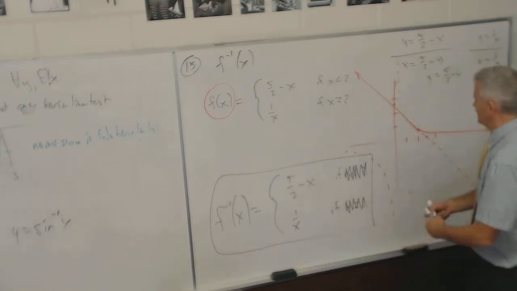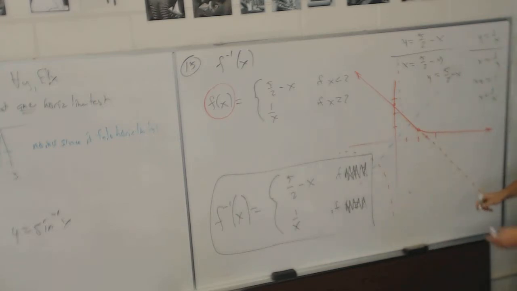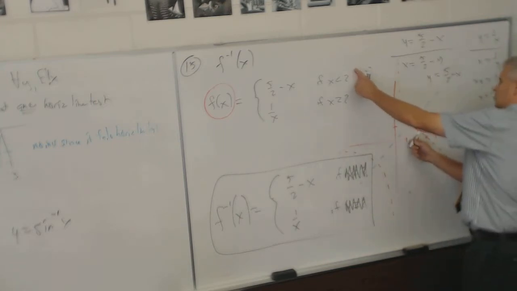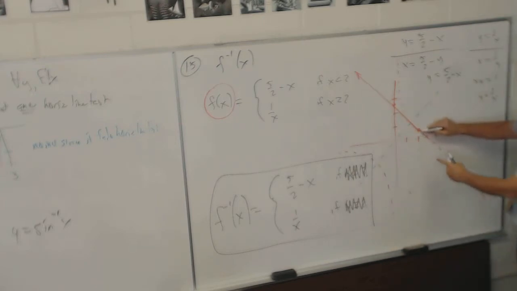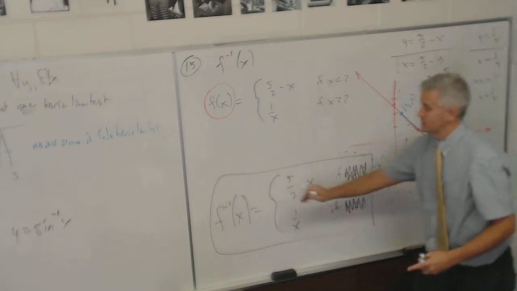So if we reflect that across the line y equals x, the point 1/2 comma 2 ends up being the key spot, and we get this blue line. The inverse is in blue.